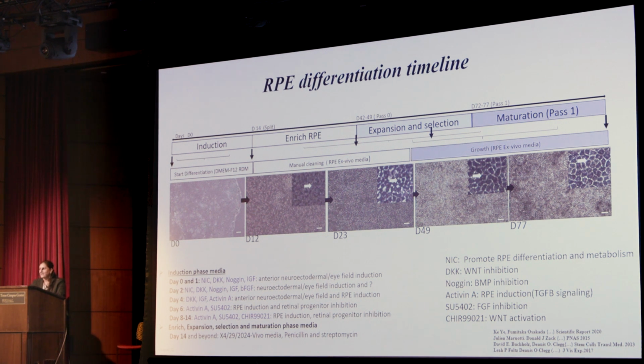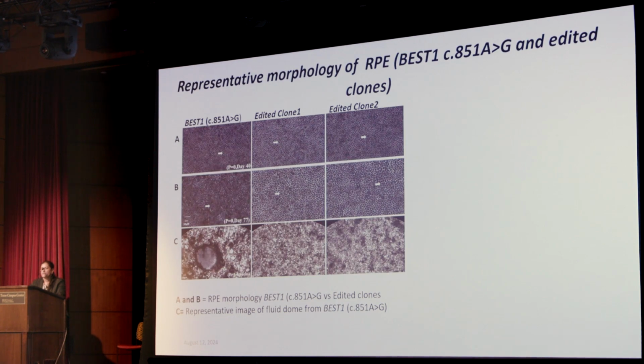Dr. Daniel Clegg is here, and we used his protocol for this particular variant. We tried other protocols also, but we had great success using this one. It's around a 77-day-long protocol. We made a little bit of modification, but we use exactly the same factors which were published before. Once we were able to get the RPE with this protocol, we had both an edited and a mutant line.